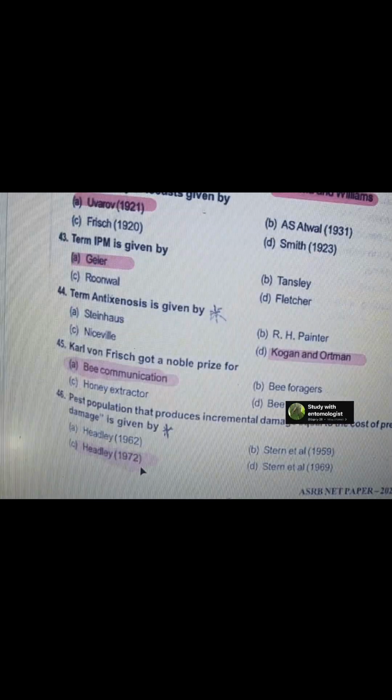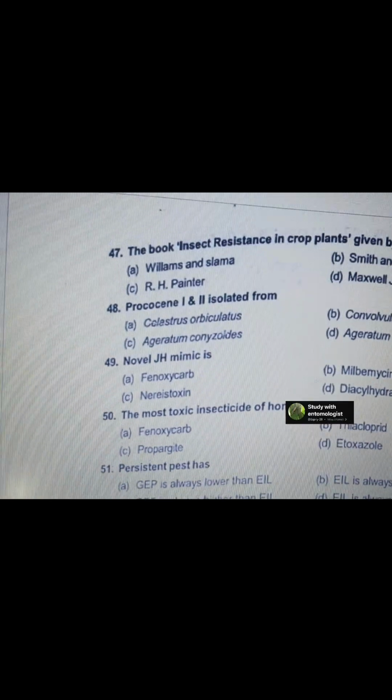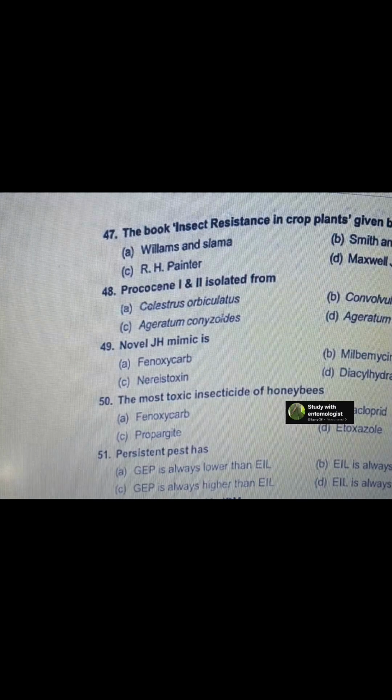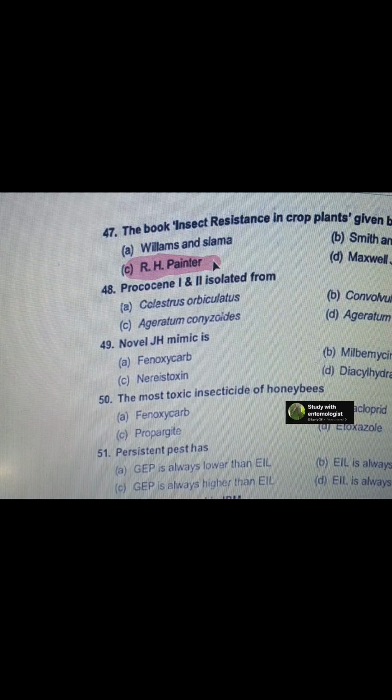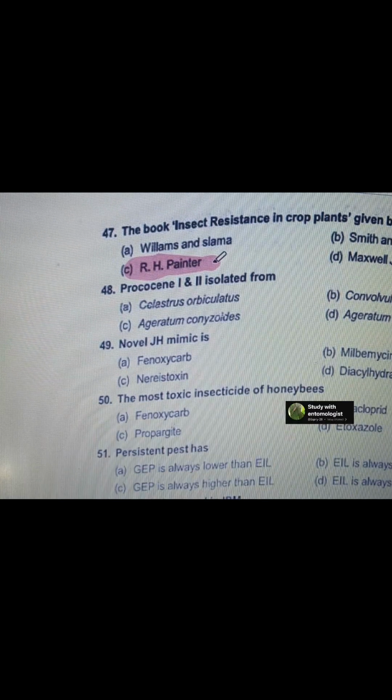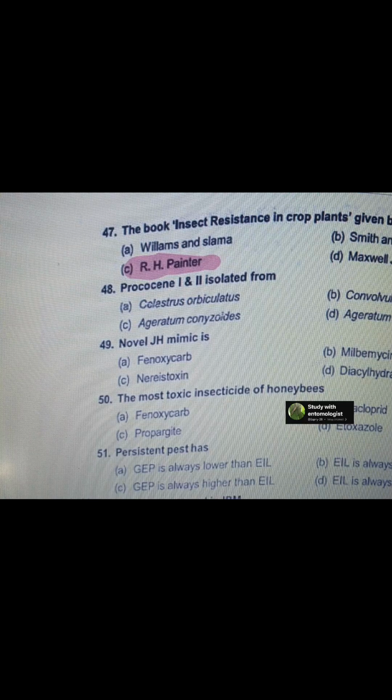Next question is the book Insect Resistance in Crop Plants. So it is written by R.H. Painter. Next question, precocene 1 and 2 isolated from. So these two are isolated from Ageratum houstonianum, and precocene 3 is isolated from Ageratum conyzoides.